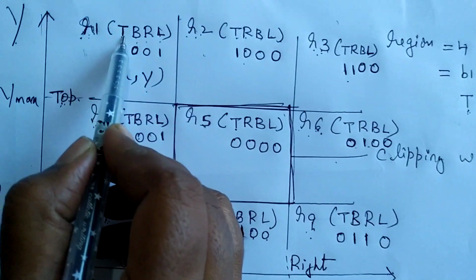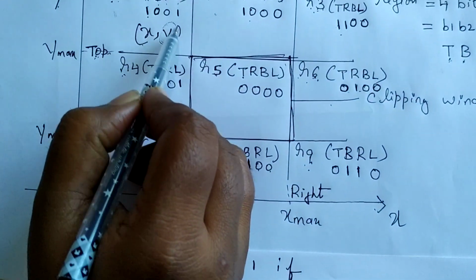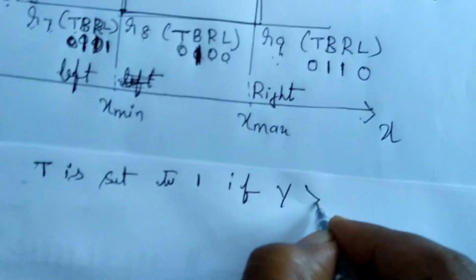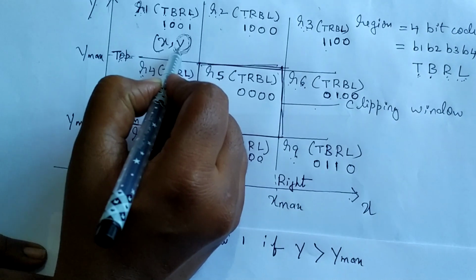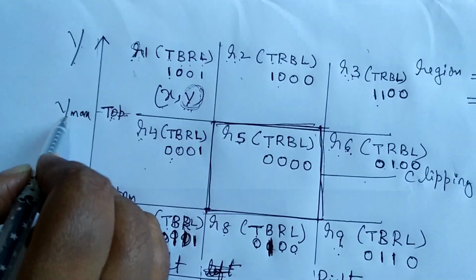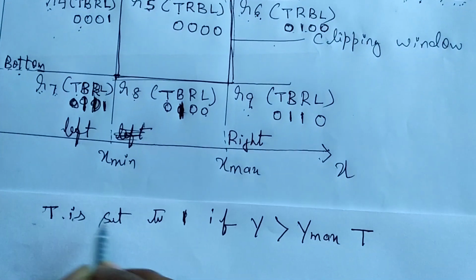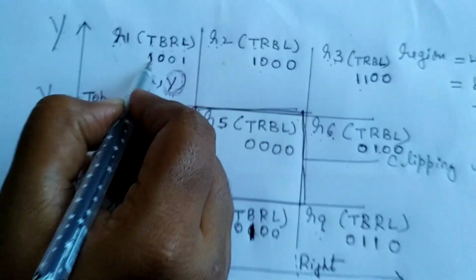Now I'll check the top. Top I need to check along the y-axis, so I need to check the position of y here. If y is greater than y max, look at this, this is our y. If that condition is true, then the top bit will be assigned 1. It will be set to 1.